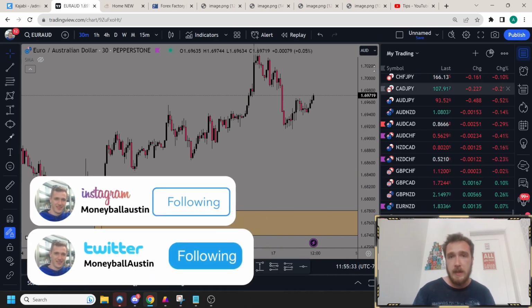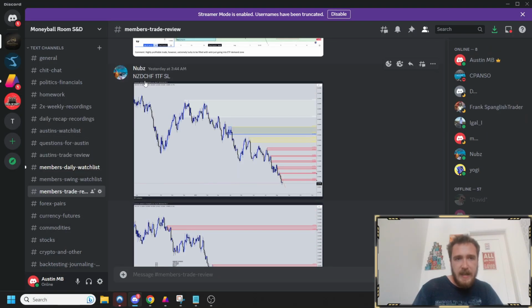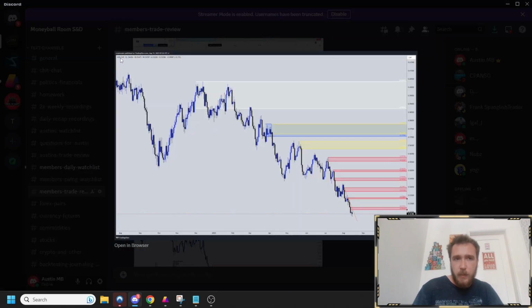So let's have another look. We're actually going to look at one of the trades. This is a trade that Nubs took, and I think he just lost on this trade. This is New Zealand Swiss. On the daily time frame, we see it's a non-stop downtrend, okay? So what do we want to be doing? We want to be looking for selling opportunities.